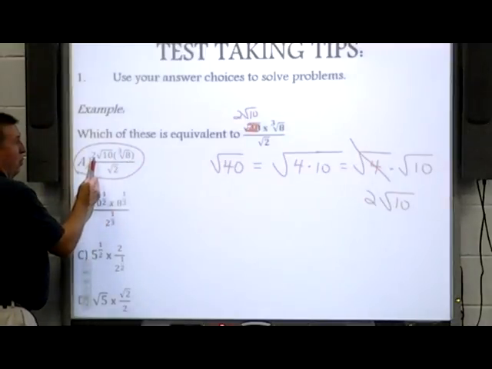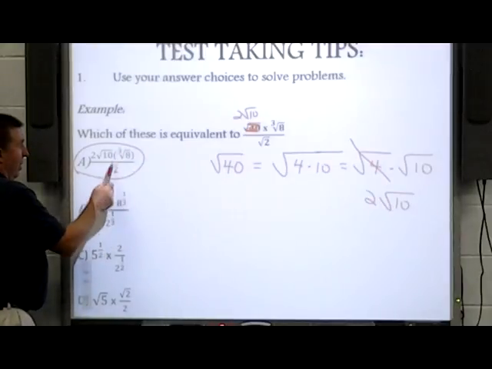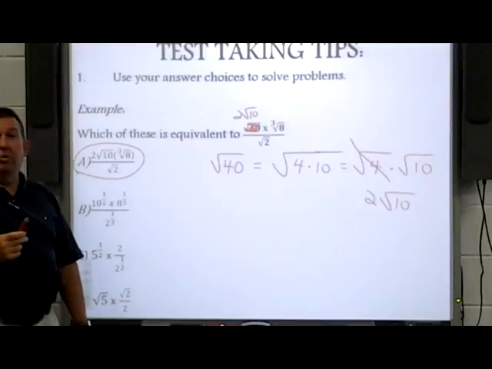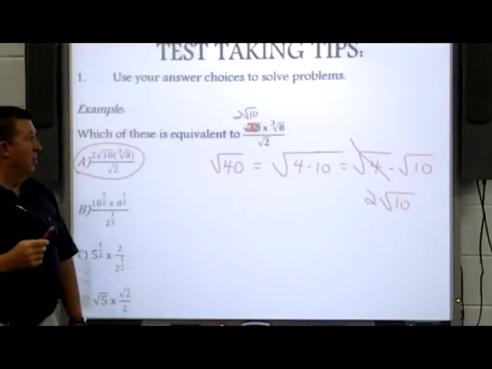All they did was change the square root of 40 into 2 times the square root of 10. They left the cube root of 8 the same. They left the square root of 2 the same. And that will conclude our demonstration on radical expressions and roots.